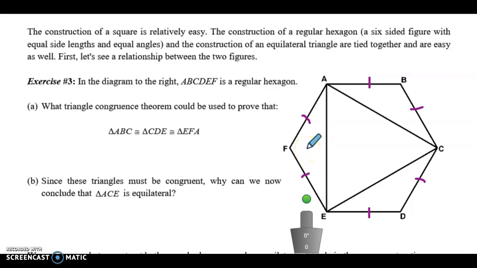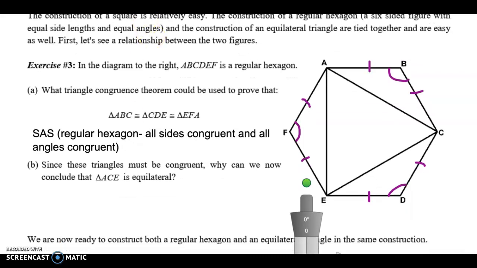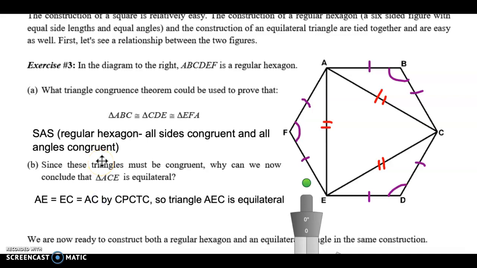And I want to know why those triangles are congruent to each other. All right, those triangles are congruent to each other by side, angle, side, because in a regular hexagon, these angles also have to all be congruent to each other. So each of these three triangles are congruent by side, angle, side. In a regular hexagon, all the sides are congruent and all the angles are congruent. So easy enough. Those triangles in the corner are congruent to each other. If those triangles are congruent, then AE would have to be equal to AC, would have to be equal to CE, because those are corresponding parts of those congruent triangles. So AE is equal to EC is equal to AC by CPCTC. Therefore, that triangle in the middle is equilateral.